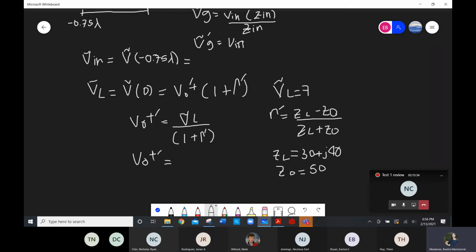And why are we solving for V naught plus prime? Because we want to find V in, and we cannot find V in if we don't have V naught plus, right? Because as we know, V naught plus is what tells us the voltage at any location on our transmission lines. It's your goal, okay? Okay, let me know when you find it, please, and give me the value.